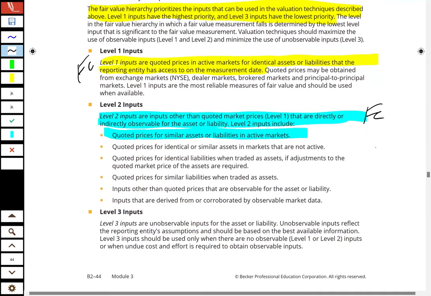Level three input, and for level three input, I want you to put last resort. This is what you should look to if you don't have the level one or level two inputs. So this is used if there is no observable level one or level two inputs. So the most important thing is that level three is what you use if there is no level one or level two. So flashcard that. Okay. All right. Good.